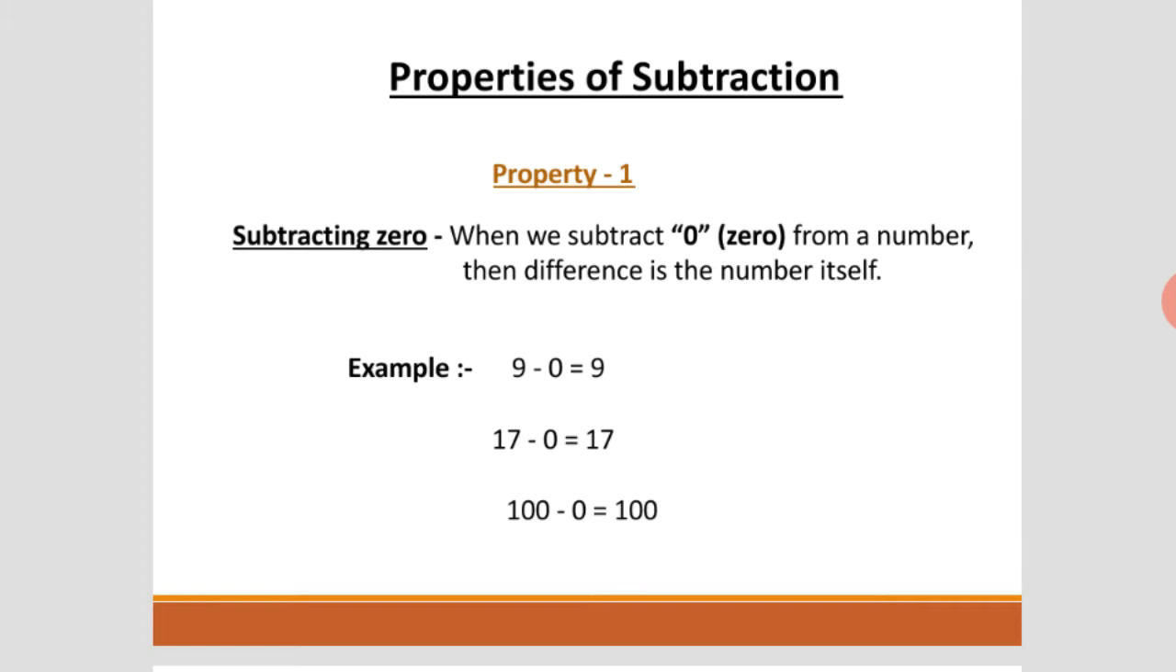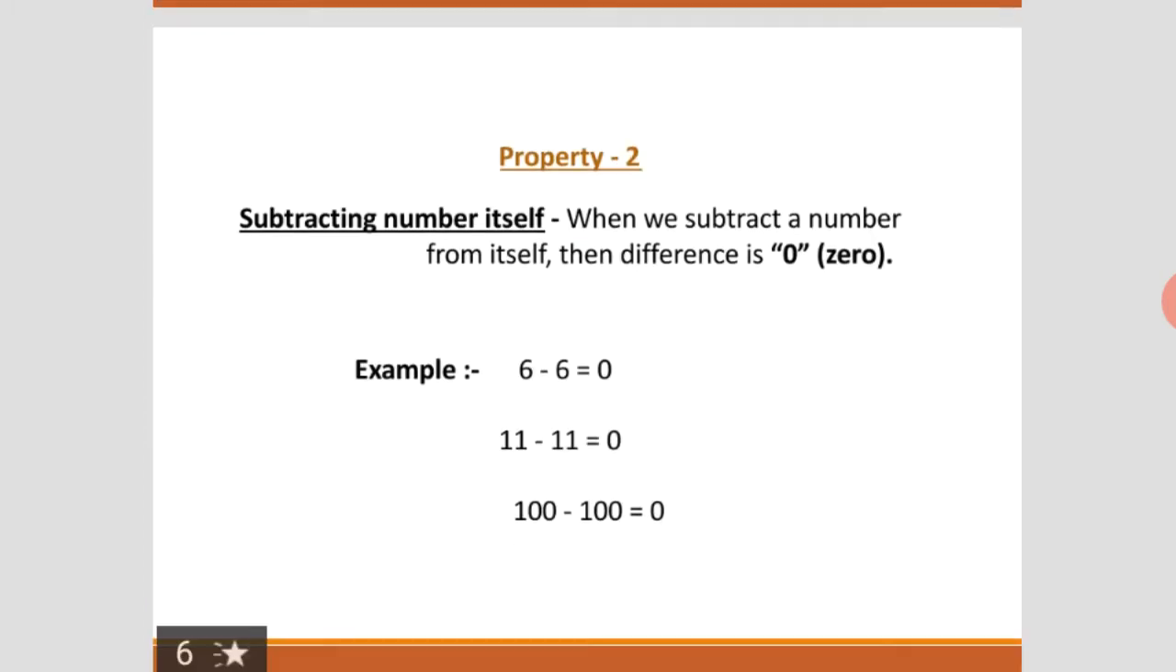Example, 9 minus 0 is equal to 9. 17 minus 0 is equal to 17. 100 minus 0 is equal to 100. Next, property 2.